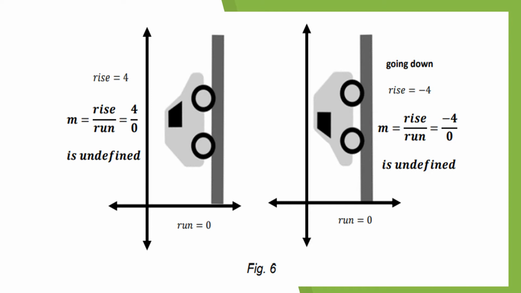Example ng mga equation ng ganyan, sir. X equals 4, x equals -4, meaning ang slope niyan, undefined. If y equals 3, y equals -3, the slope is 0.